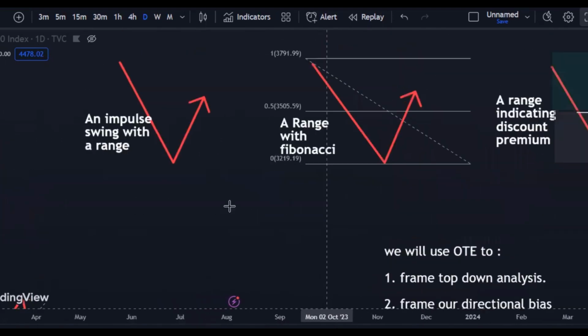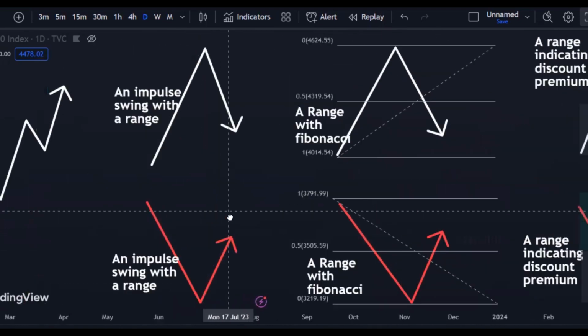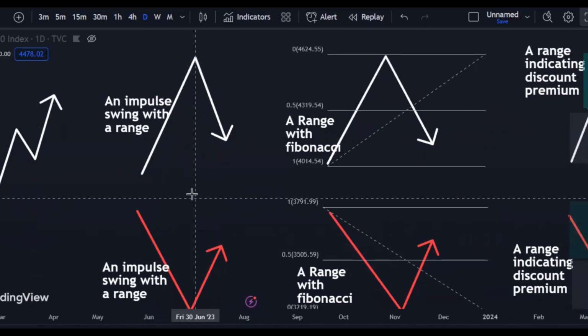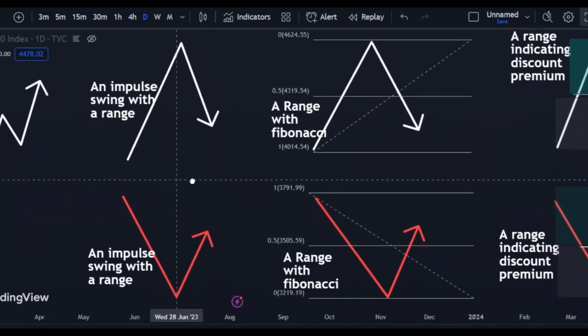All right, so remember I told you guys the first thing you need to identify in optimal trade entry is what? The range. The range is the most important part. Okay, so how to identify a range is very, very simple.